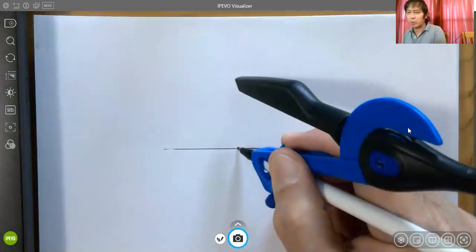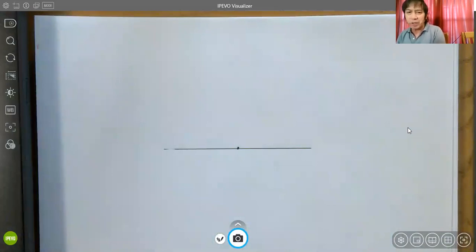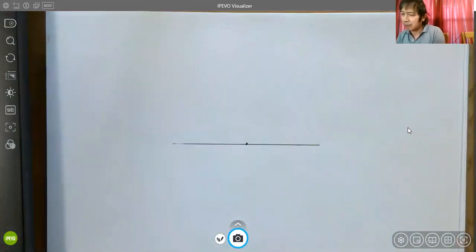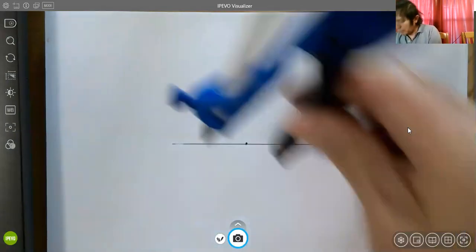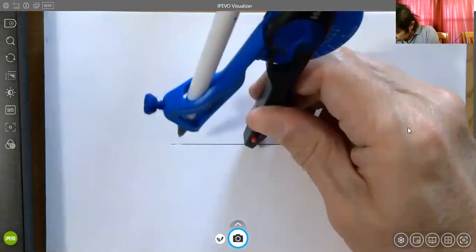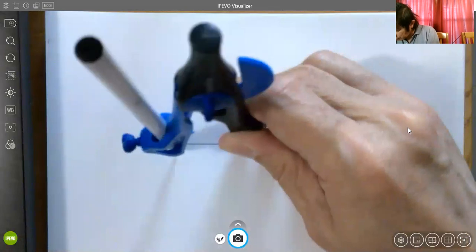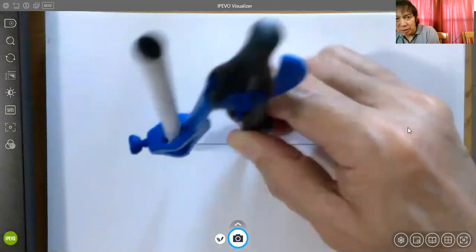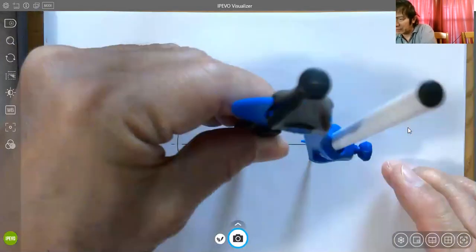Let's make it an exaggerated point, a slightly larger one. We shall now draw a perpendicular line to this line and through this point. What you need to do is simply make this point the center point of your compass, and then make two arcs that intersect this line segment.